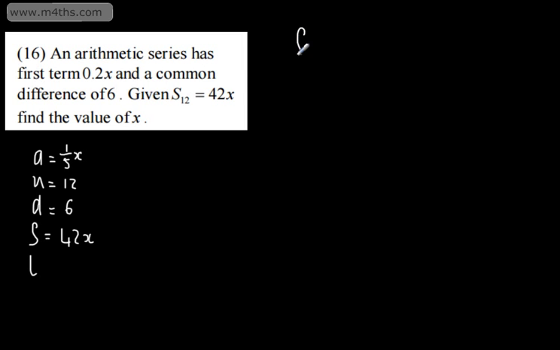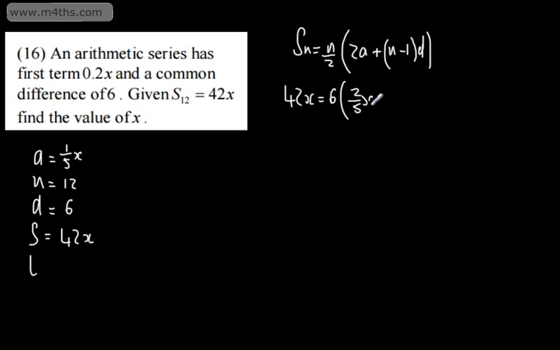So I'm going to use the sum of n terms is equal to n over 2 times (2a plus (n minus 1) multiplied by d). So the sum is 42x, and that's going to be equal to n over 2, so 12 over 2, which is 6. We've got 2a, so I'm going to write this as 2 over 5 x. Then we've got plus n minus 1 multiplied by d, so that's 11, that's n minus 1, multiplied by the 6.